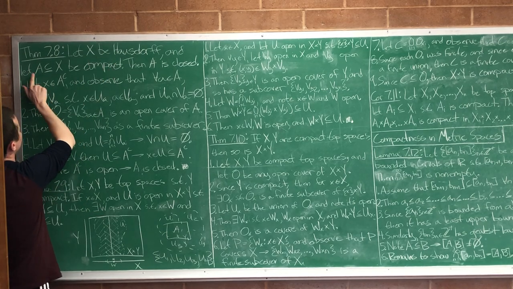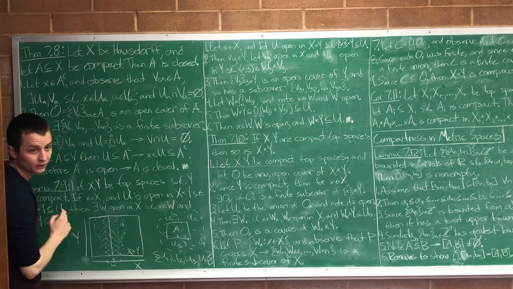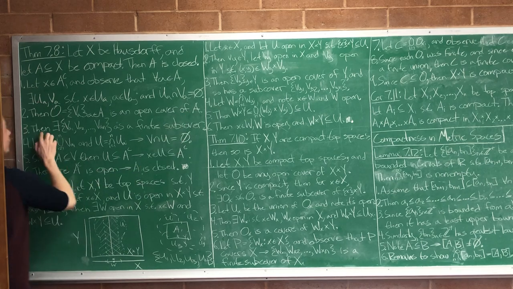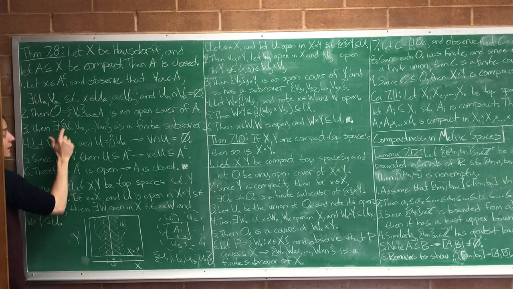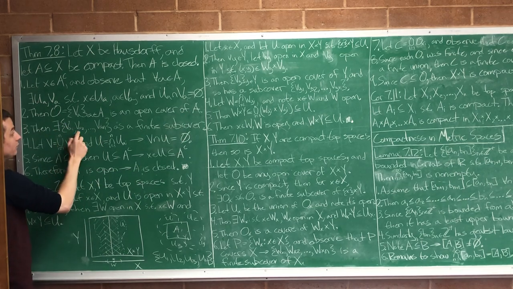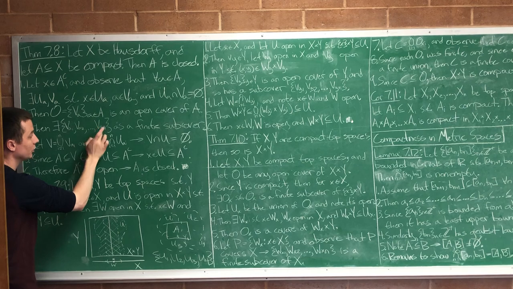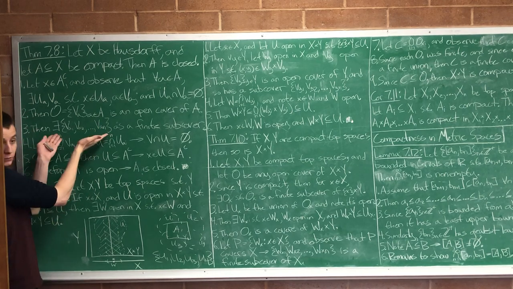Let X be Hausdorff and let A as a subset of X be compact. So we know A is compact. So here's an open cover of A. A is compact, so there must exist finitely many V's I can pull out of that set as a finite subcover. Calling them V_A1, V_A2, all the way up to V_AN. The point is there's only N of them.